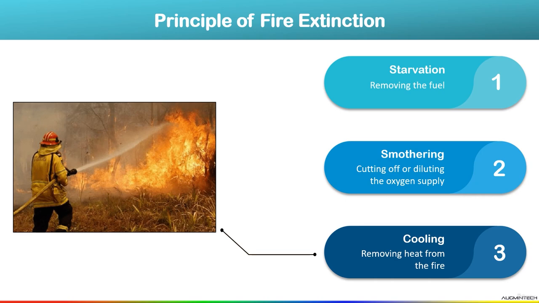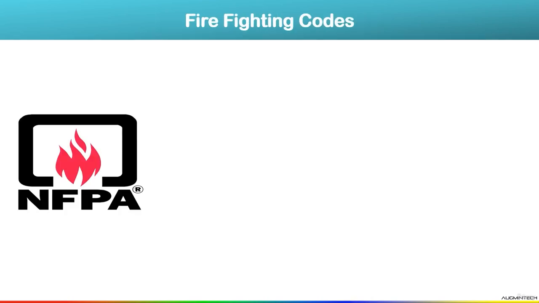So these three are the basic principles on which a fire extinguisher works. I hope all of you understand this principle of fire extinction. Now we are going to discuss firefighting codes. The codes followed for firefighting systems are generally the NFPA standards. NFPA stands for National Fire Protection Association.